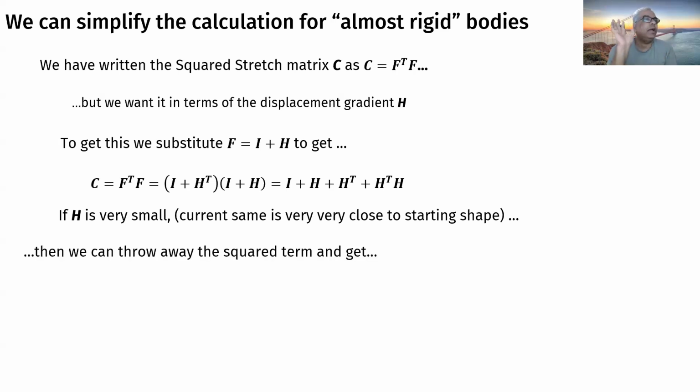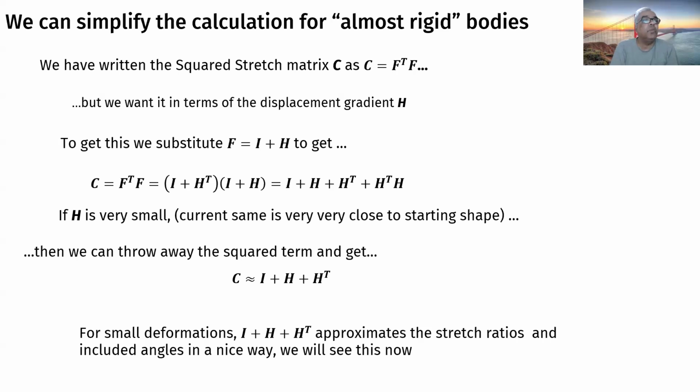Then we can throw away the squared terms and get a simplified version. C is approximately I plus H plus H transpose. We are keeping only up to linear terms. We throw away the rest. For small deformations, I plus H plus H transpose approximates the stretch ratios and the included angles in a nice way. We will see this now.